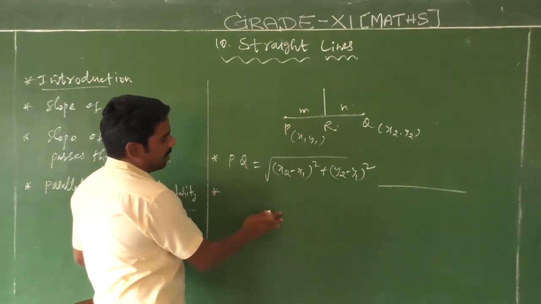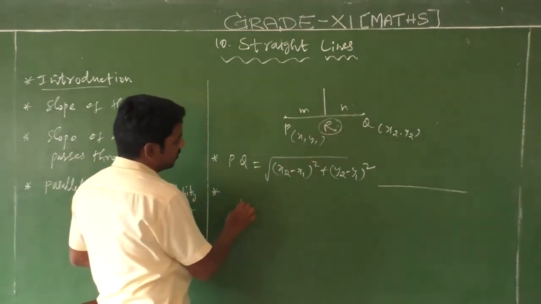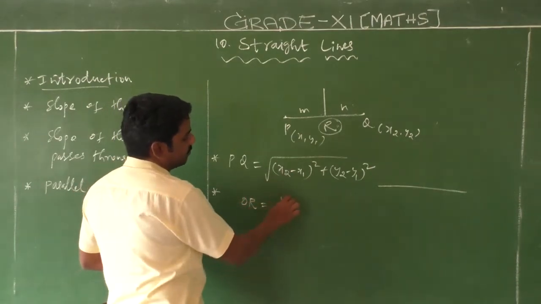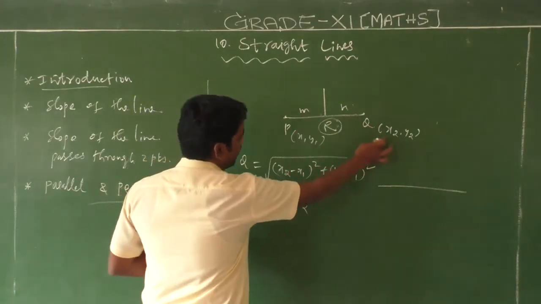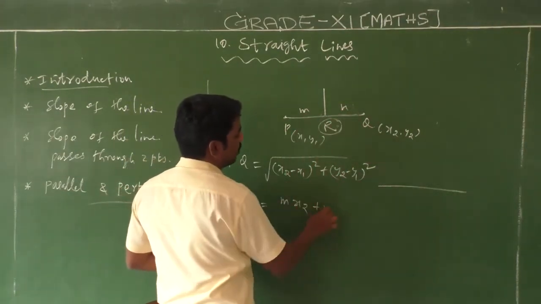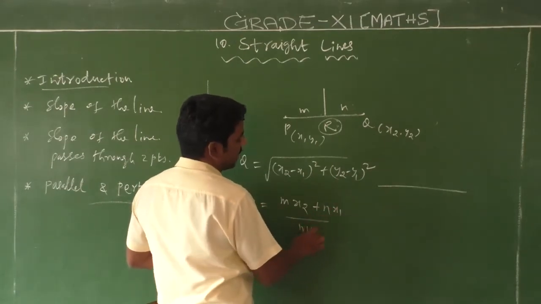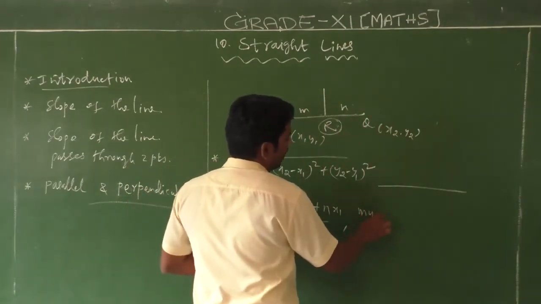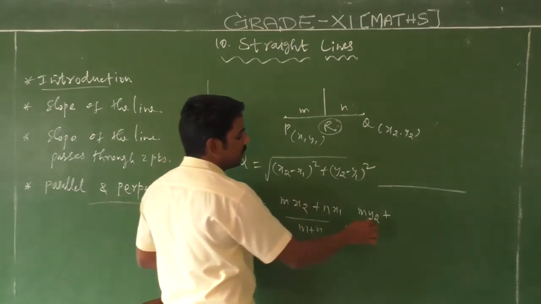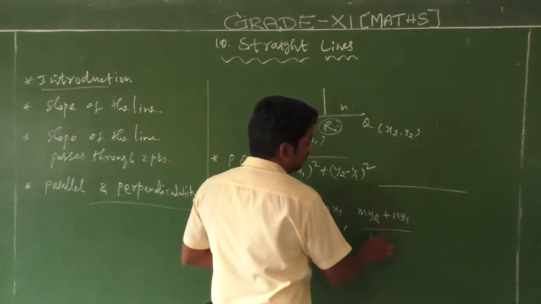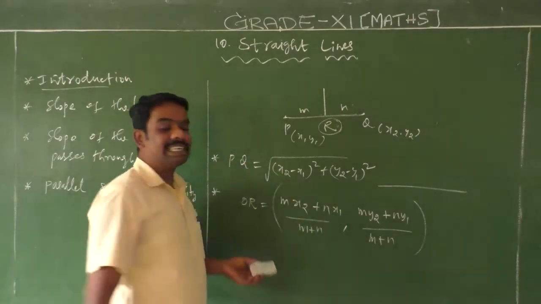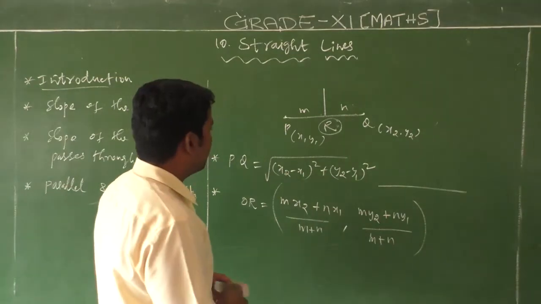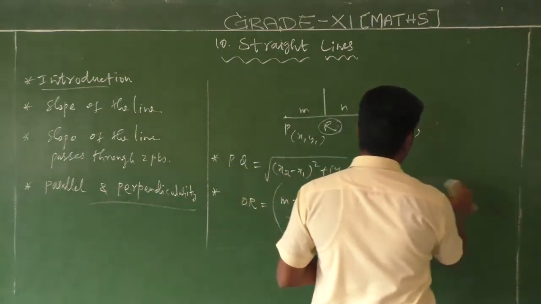Then the internal divisor R is equal to (m x2 plus n x1) by (m plus n), comma, (m y2 plus n y1) by (m plus n). This is the section formula, the internal bisection or section formula, already studied in the last class. And next is the midpoint formula, the midpoint of the line.